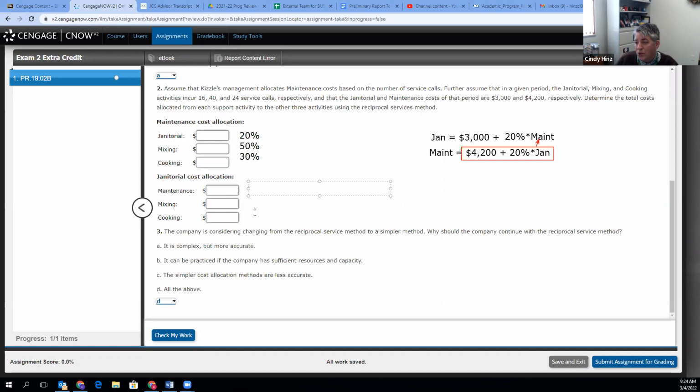And based on the 2 to 2 to 1 ratio that we were given at the beginning, maintenance is going to get 20% of the janitorial cost, while mixing and cooking are each going to get 40%. So once you solve this system of equations, you have a total dollar amount for janitorial and for maintenance. You can then allocate based on these percentages.